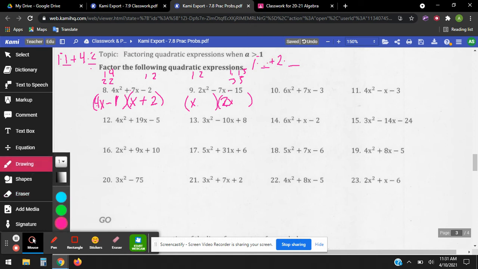All right, let's try the negative 5 and a 3 here. So negative 5 plus 6 is a negative 1. So that one doesn't work either.